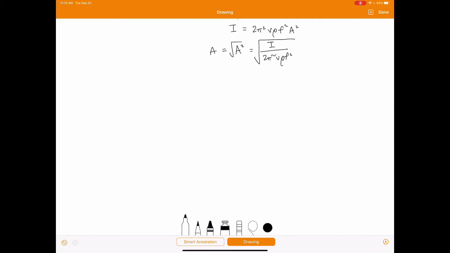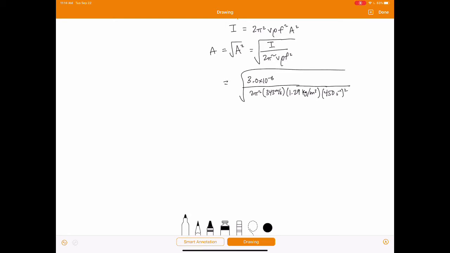And here's what we'll have. Plugging in the numbers, the intensity is 3.0 times 10 to the minus 6. Then we have 2 pi squared on the bottom. V is 343 meters per second. Rho is 1.29 kilograms per cubic meter. And then finally F is 450 hertz. And remember, hertz is just the same as inverse seconds. And we square that. And then we square root the whole thing.